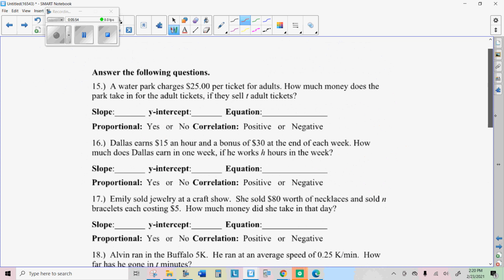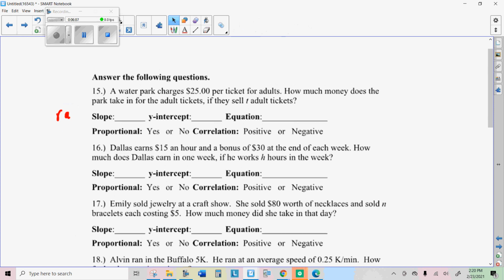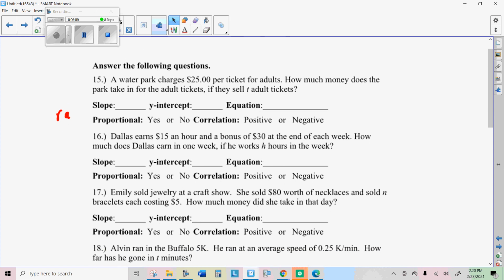Now, you can also have a situation, and in that situation, you have to be able to figure out what the slope is and what the y-intercept is. The slope, I'll give you this, another word for slope is the rate. So think of the slope as the rate. The y-intercept is a constant number that doesn't change.